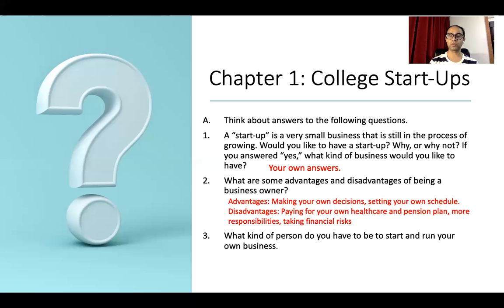That's my plus point. But the negative points, disadvantages, are that you have to pay for your own healthcare and pension plan. Pension plan is nenkin. Healthcare is kind of hoken. So if I have my own business, I have to be responsible for my own healthcare and pension plan. It means more responsibilities and more financial risks. If my business does not make good money, then I have economic problems, financial risks.